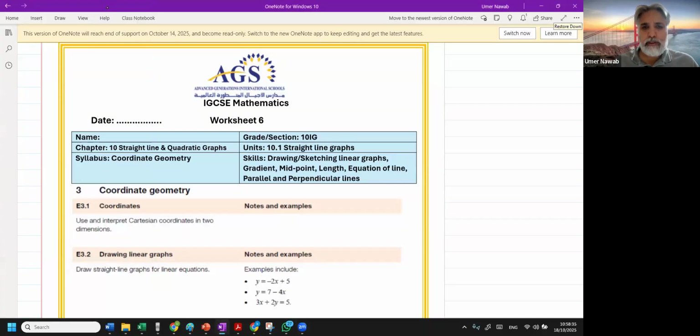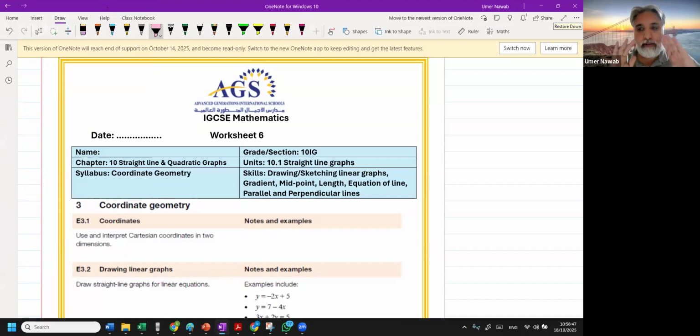Assalamu alaikum students. Today I am going to explain coordinate geometry, which is one of the important topics in IGCSE 0580. So I will try to cover complete coordinate geometry in this presentation.